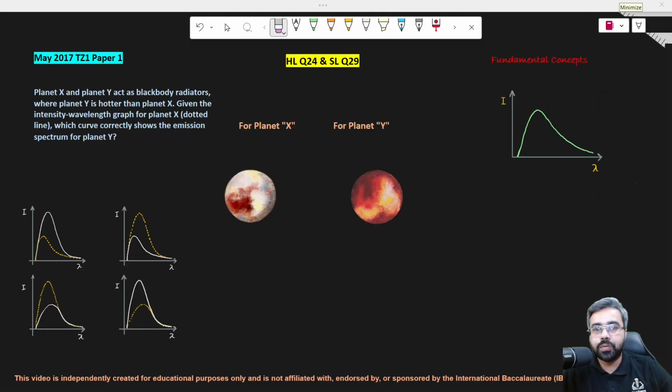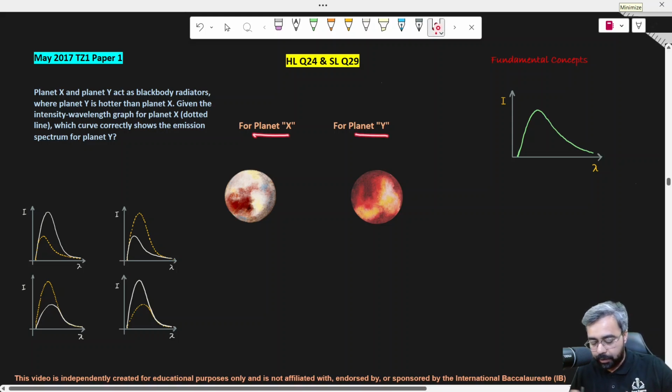Let's say there are two distant planets where life is 100% impossible, and I have to compare which one of them is hotter just by seeing it, while living here on Earth. This question is going to address this. So let's say these are the two planets, planet X and planet Y.